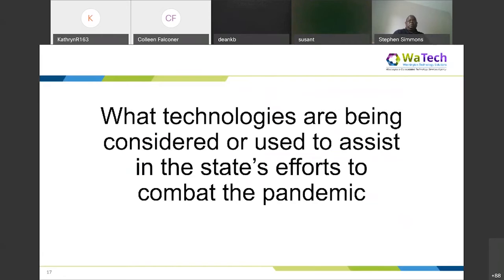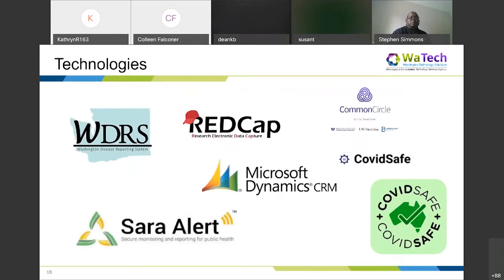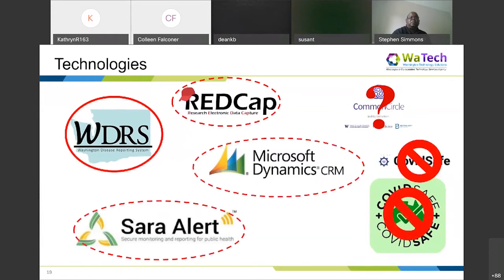So next I want to talk about some of the technologies that are being considered or used to assist the state's effort to combat the pandemic. This is a lot of logos of some of the technologies that are being used. So if you go to the next slide, this is meant to sort of be an overview of where we're at. So I wanted to point out the ones with the crosses through.